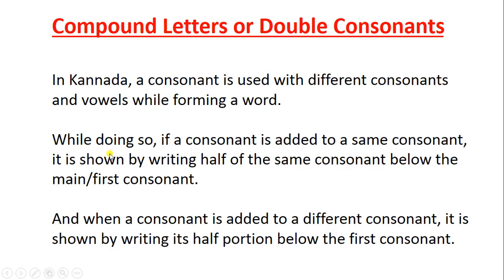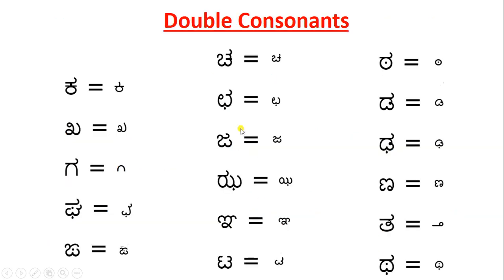And while forming a word, if a consonant is added to the same consonant, it is shown by writing half of the same consonant below the main or the first consonant. And when a consonant is added to a different consonant, it is shown by writing its half portion below the first consonant. If all these things are confusing you, let us dive into the examples and see what they are. Let us drive away the confusion by looking at all these examples.